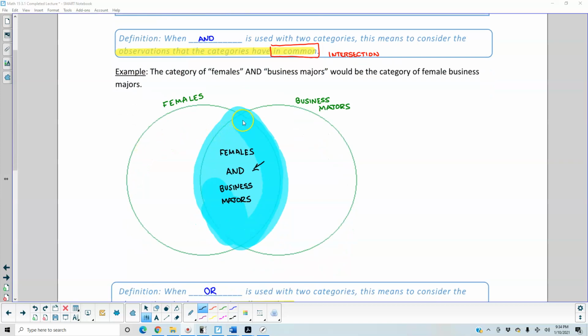So if we take a look, let's say that this circle here on the left are all the females, and the circle here on the right is business majors. Now, everywhere in between would be females and business majors because they're females and they're business majors. And you can see here, that would be where they intersect.